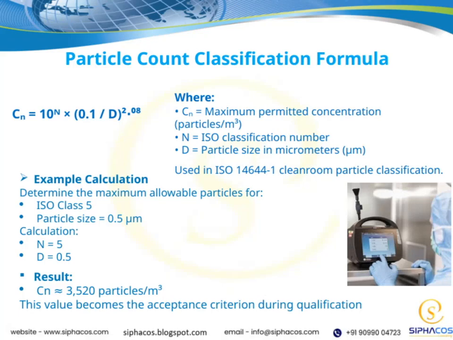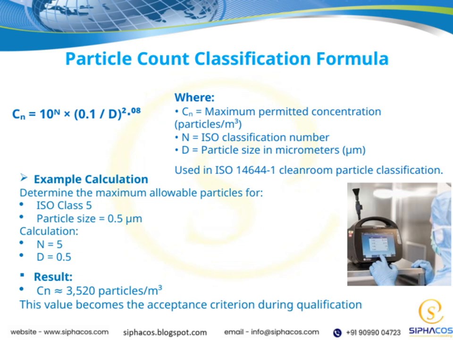Let's walk through an example calculation to understand how we determine the maximum allowable particles for a specific ISO class. In this case, we're looking at ISO class 5, with a particle size of 0.5 micrometers. The calculation involves a couple of key variables. First, N, which is the ISO classification number, in this case 5. Second, D, the particle size in micrometers, here 0.5.